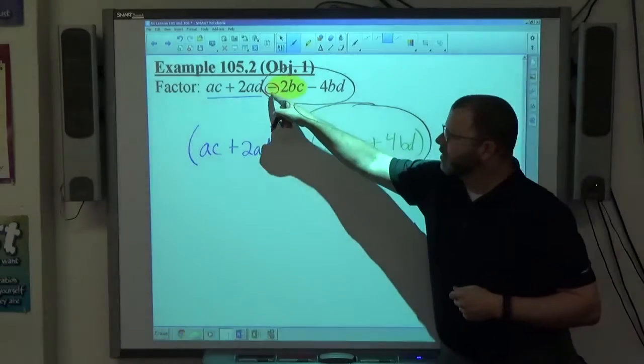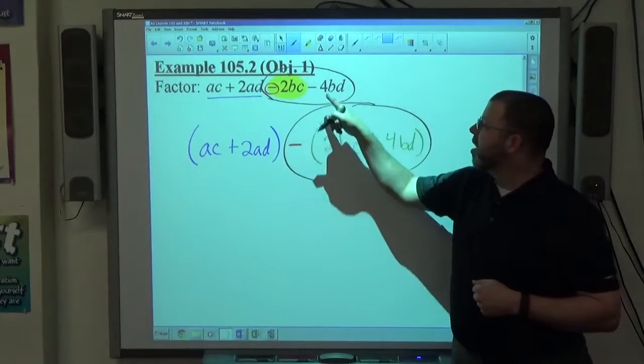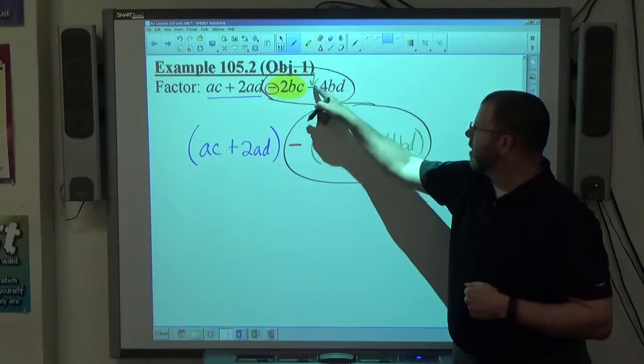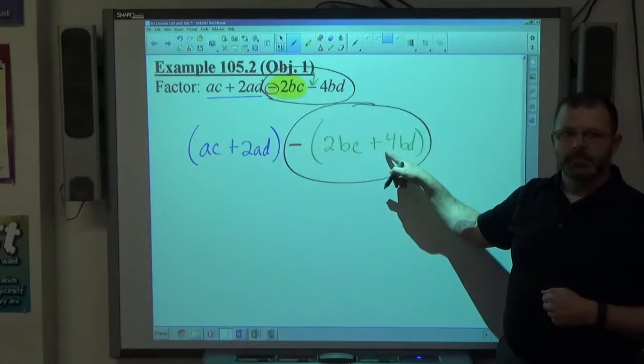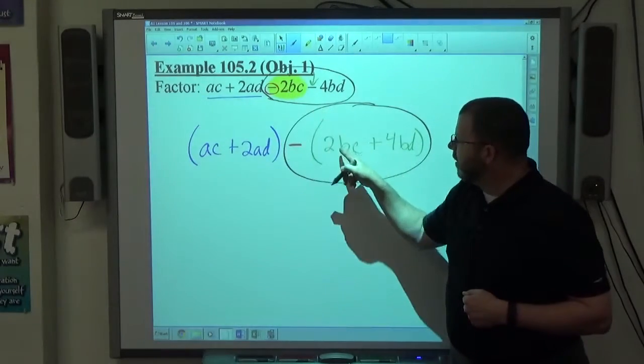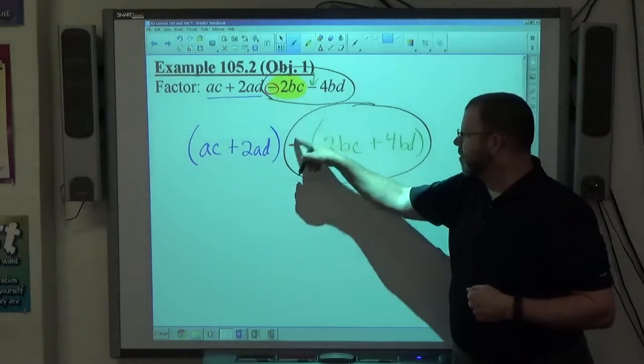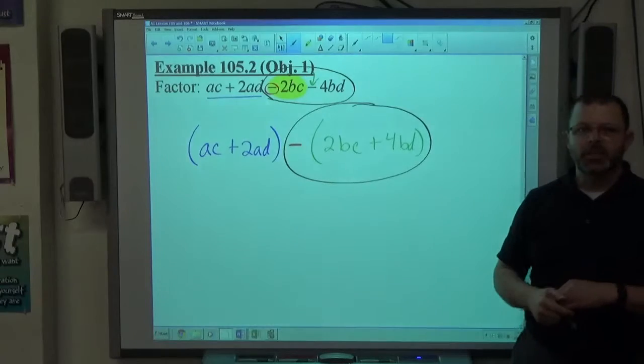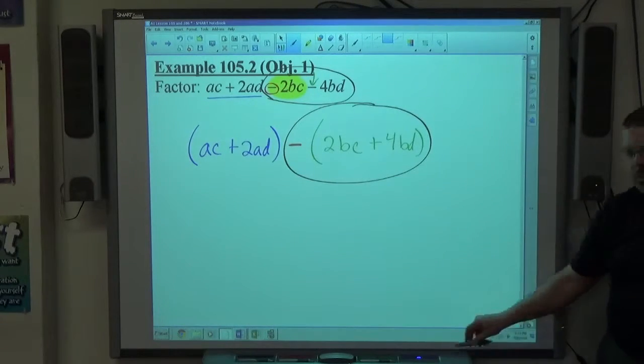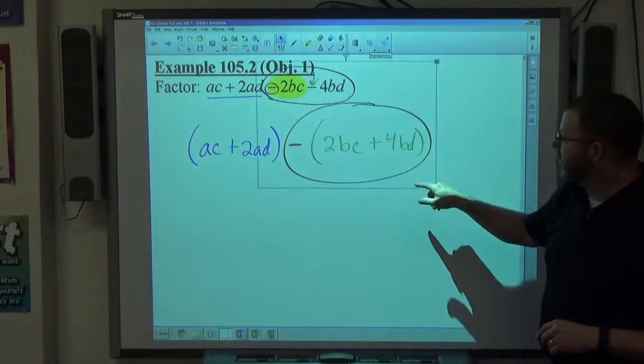So if there's a minus in the 3rd slot when you factor by grouping, be careful, this sign right here is going to change. Alright? 2bc is right there, the minus hits it, makes it negative. 4bd is right there, the minus hits it, makes it negative. Now I've got the exact equivalent expression grouped correctly.